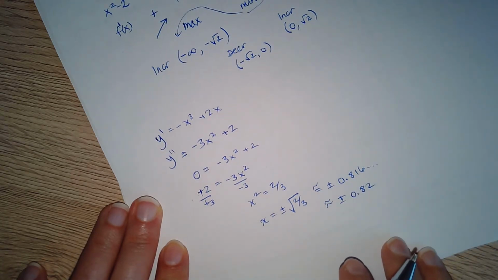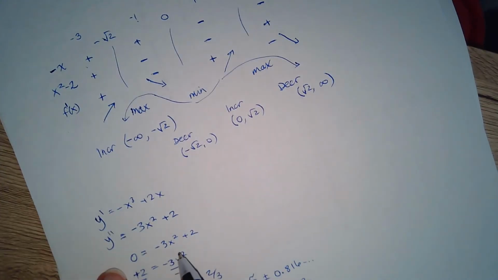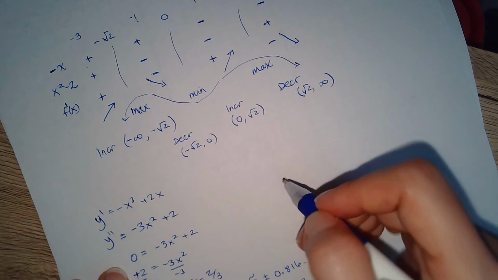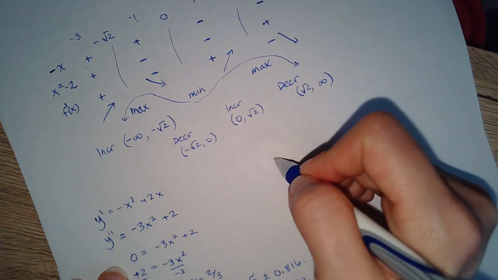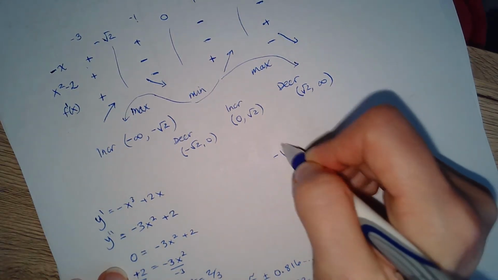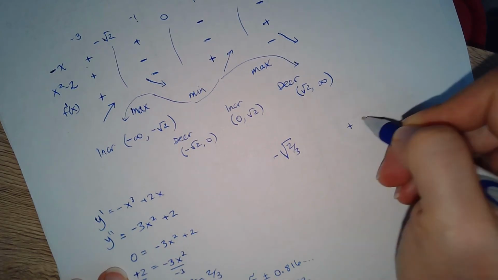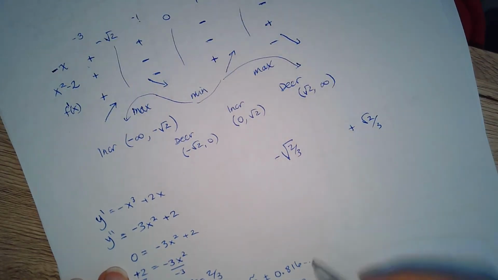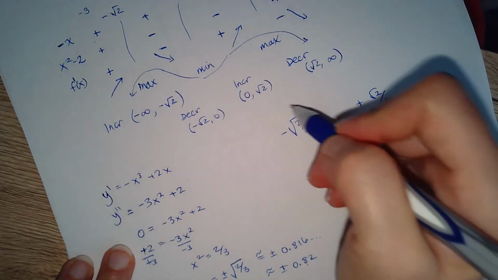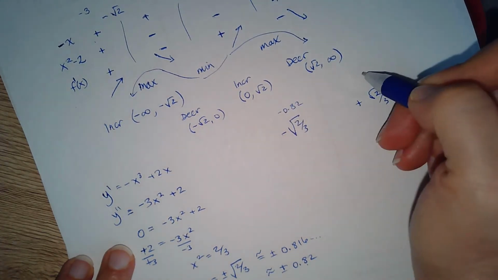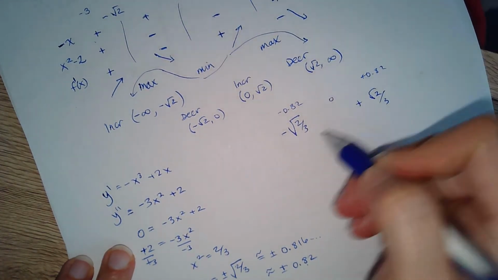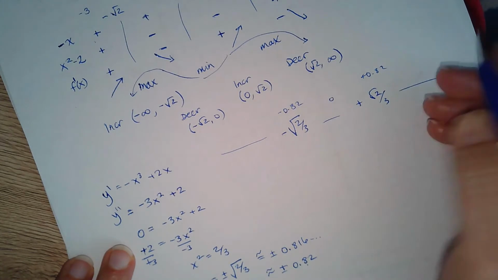Okay. Well, we have to test those points again. So our entire thing is, I didn't factor this out or anything, so we can use the table of values again. So negative root 2/3 and positive root 2/3. And in between them I've got 0, right? This is like negative 0.82 and positive 0.82, so I know 0 is right between them if I had a number line.